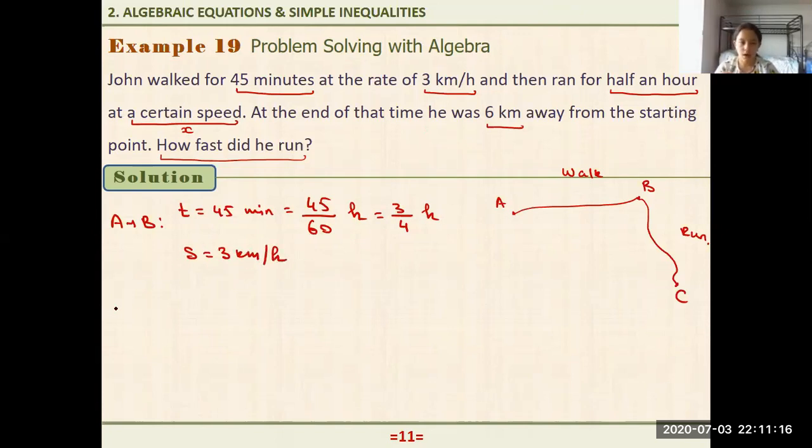Okay, done. Now, how about from B to C? He ran for half an hour. So I know the time. Half an hour means 1 over 2 hours, right? And it says at a certain speed. We don't know the speed. So let's say the speed here is x kilometers per hour. Now, at the end of the time, he was 6 kilometers away from the starting point. It means that this distance AB and this distance together was 6 kilometers.